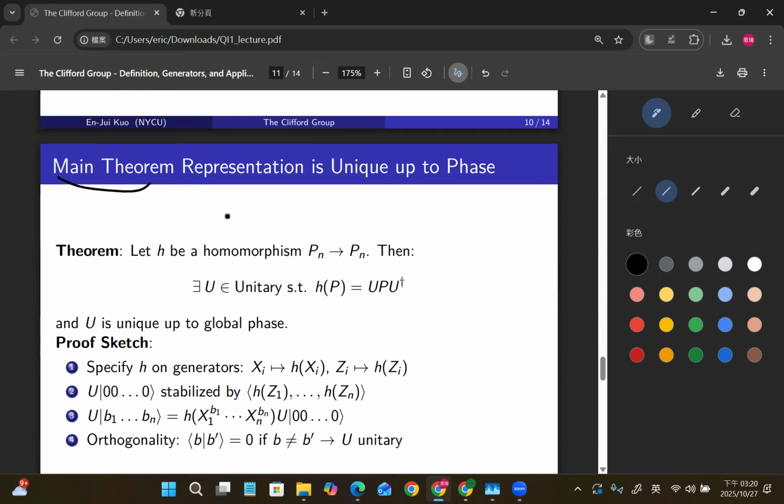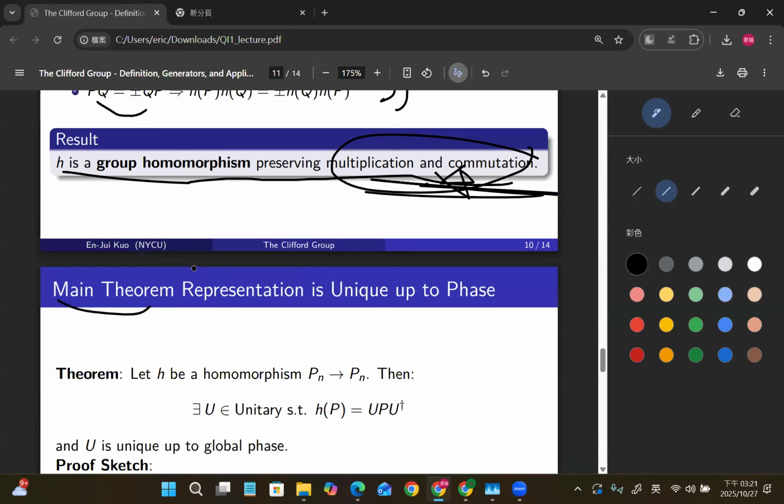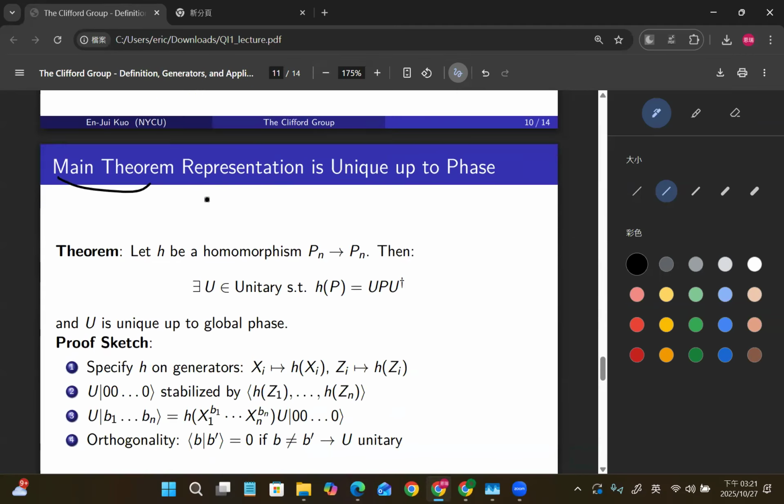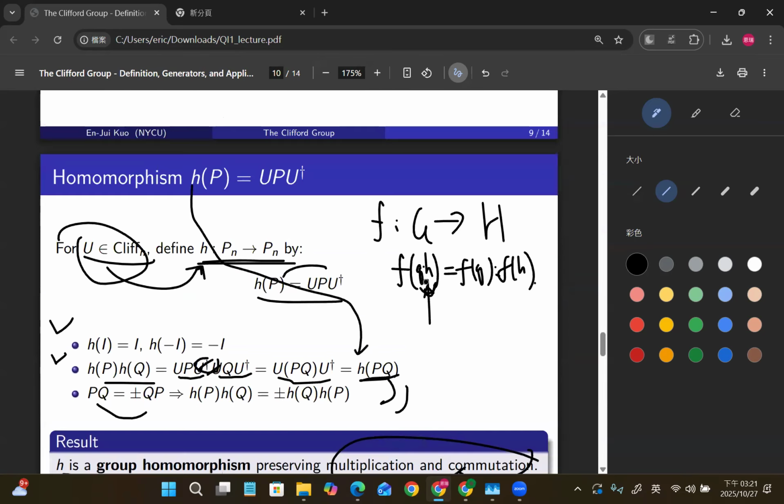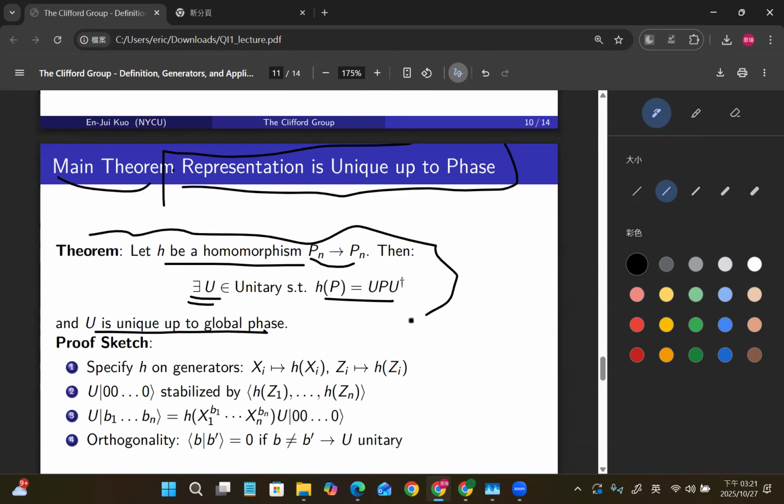I will try to prove this in the quantum error correction literature, but not in our course. But I will just mention the idea. So the main theorem is that this representation is unique up to a phase. Mathematically, what I'm saying is that if I give you a homomorphism from Pauli to Pauli, it must exist a unitary U such that H(P) is U P U dagger, and U is unique up to a global phase. So this is the non-trivial proof.